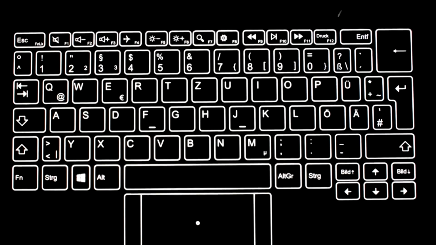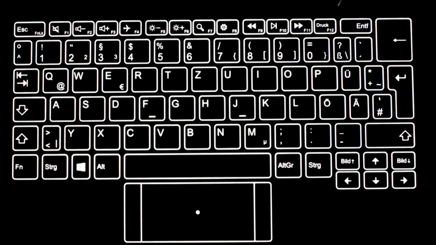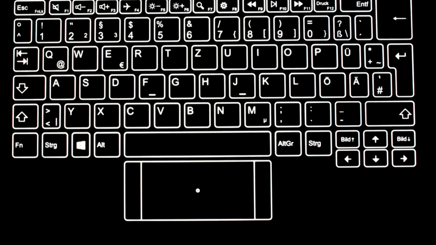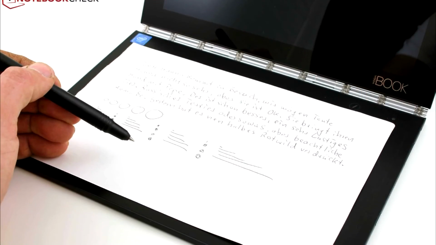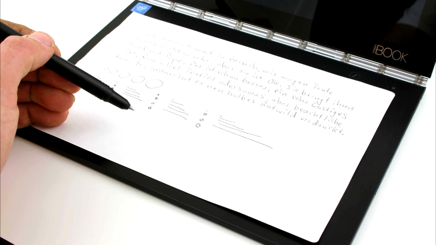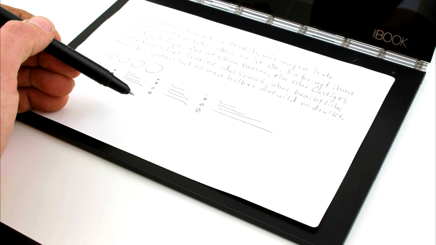A dissertation will still be written on a good laptop or desktop keyboard. However, the Yoga Book can simplify the way. The user is no longer tied to the restrictions of specific tools or input devices.